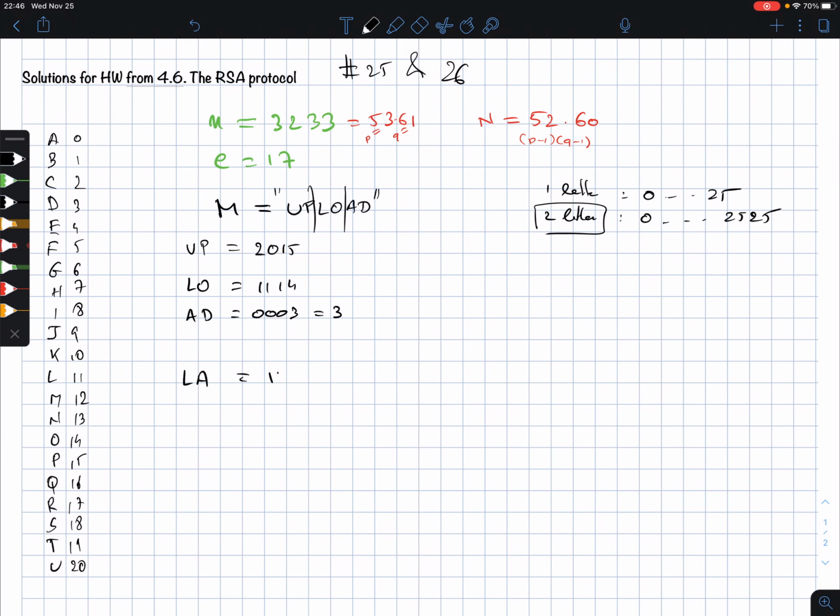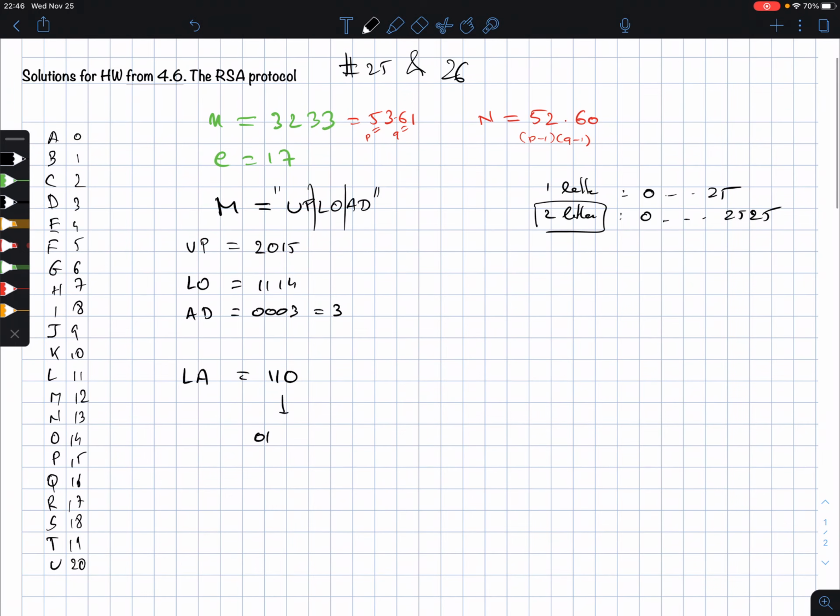L would be 11 and A would be 0, but we cannot write 110, because if we see 110, we should interpret it as 0110. If we get a number, we always pad it with zeros in the front. That doesn't change the value. If we put a 0 in the back, it changes the value. So if we write 110, we would interpret this as 0110, because we need to have the right length.